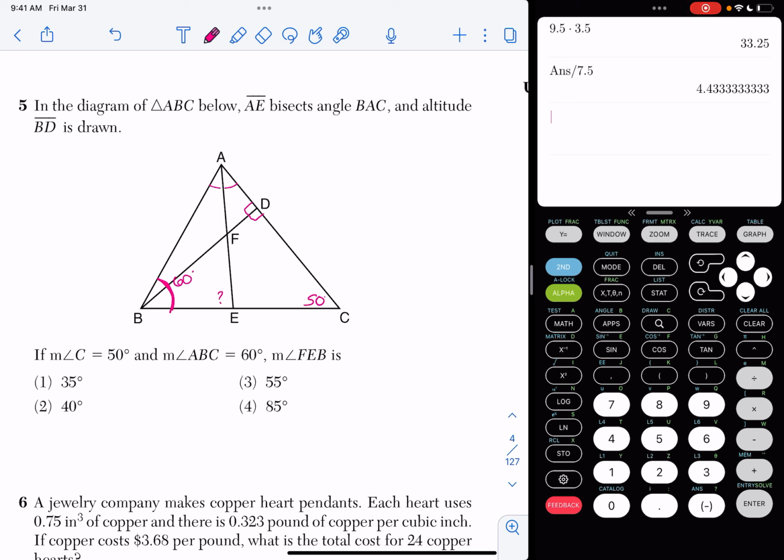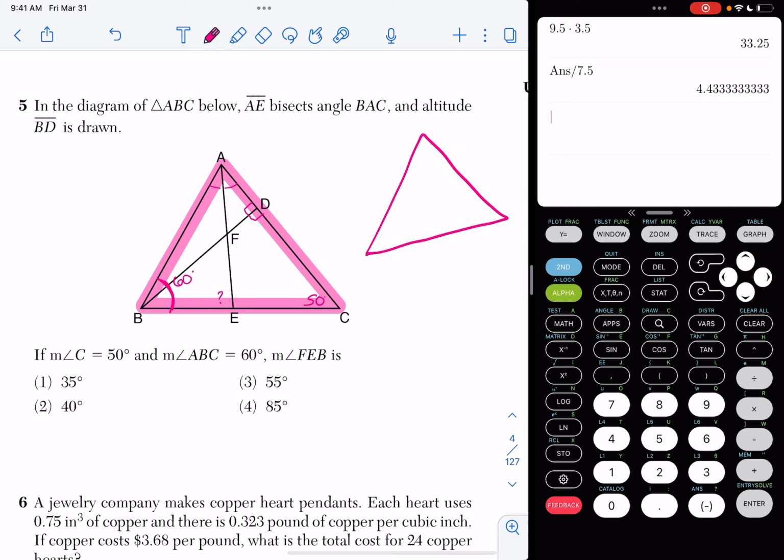So here's how I'm going to start. I'm going to look at the big triangle. There's so much going on in this picture that we might neglect that big triangle. I'm going to take a look at it off to the side here to make it easier for you to see. We know that this is 60. We know that this is 50. And we know that a triangle has 180 degrees. So that tells me that this angle at the top must be 70.